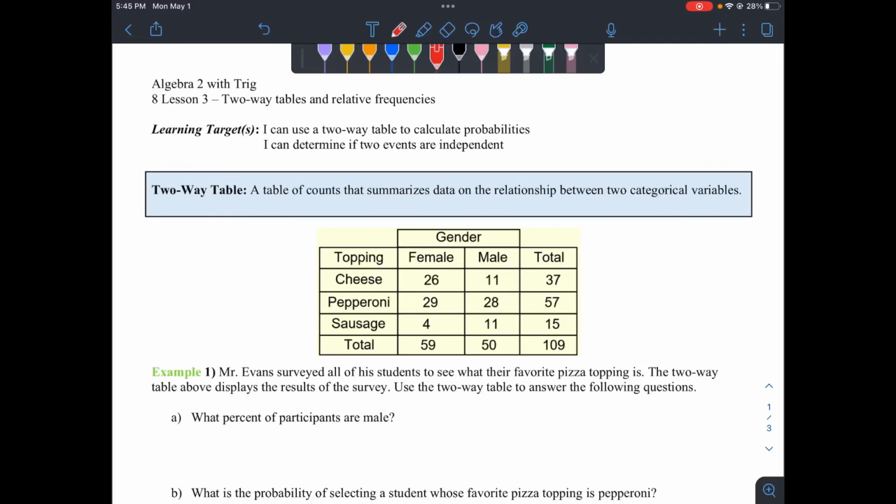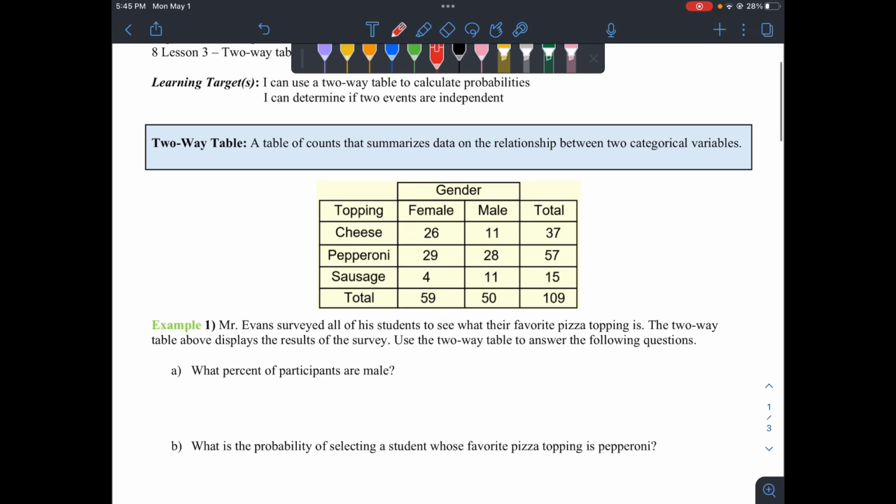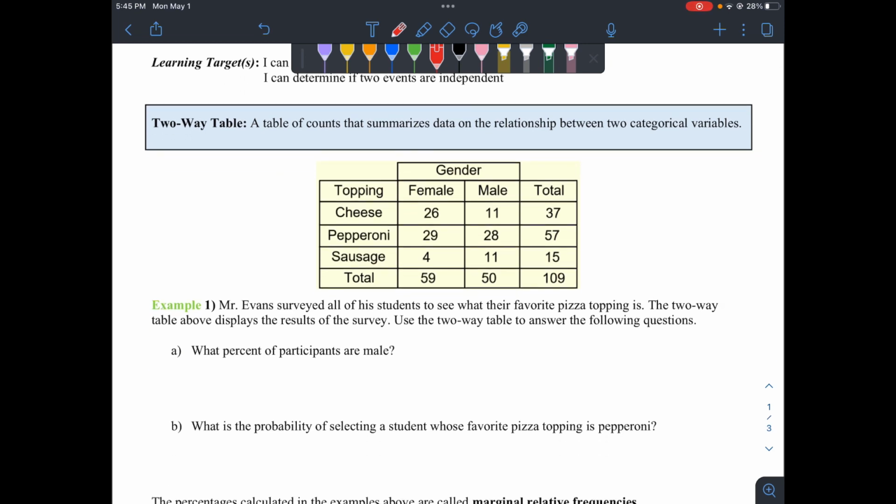Hi everyone, so today we're going to look at lesson 3, looking at two-way tables and how we can use them to calculate probability. Now a two-way table is just a table that summarizes data, showing the relationship between two variables. So if we look at example 1, we have pizza toppings and gender, so between females and males.